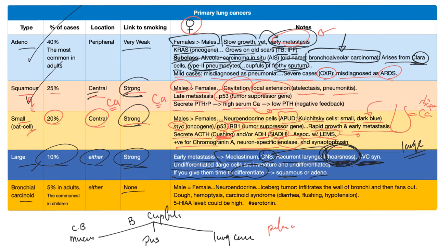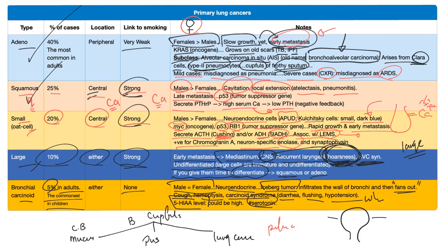Last one is bronchial carcinoid, 5% in adults, but it's the most common one in children. Male equals female. Neuroendocrine, it's called the iceberg tumor. It infiltrates the wall of the bronchi like an iceberg infiltrating the Titanic. And the tumor will, quote, fan out. I'm not a fan. Cough, hemoptysis, carcinoid syndrome. So this is increased serotonin. You have diarrhea, flushing, hypotension, etc. And maybe wheezing.